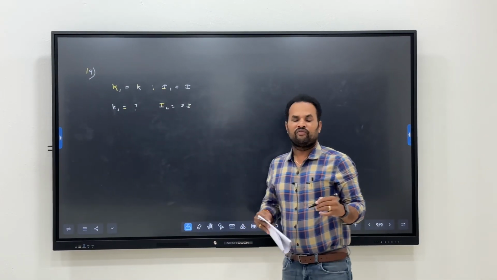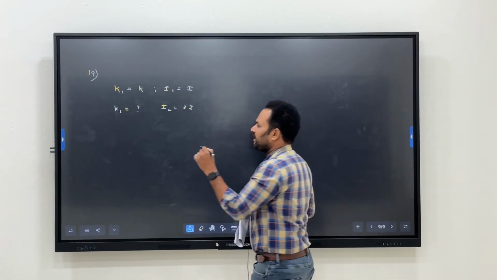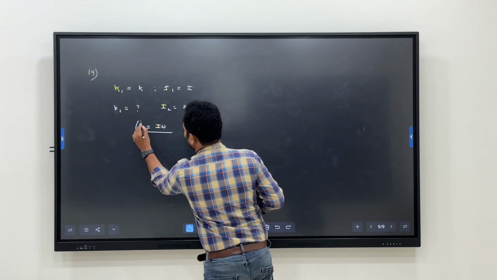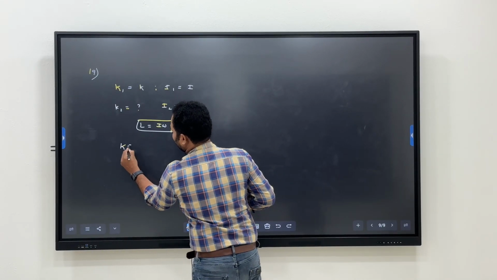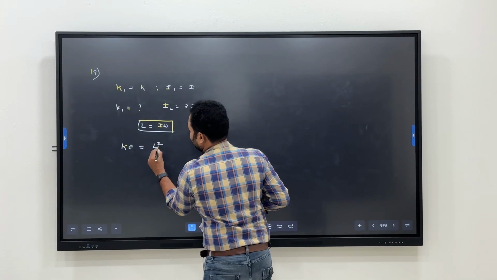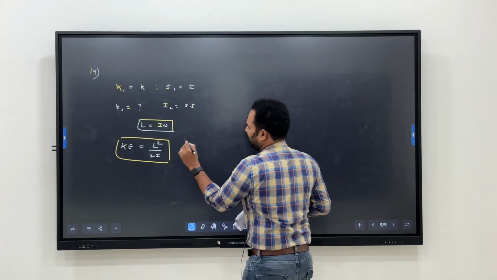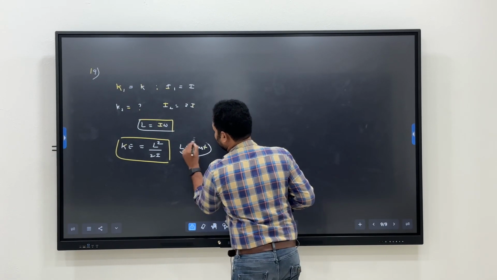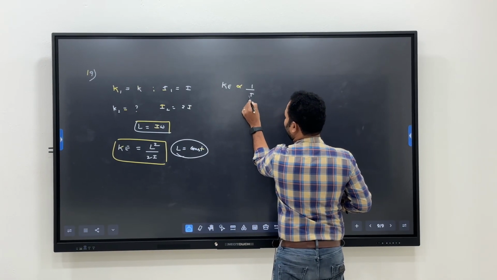So whenever the hands are folded or stretched, this is the concept of the law of conservation of angular momentum. So L is equal to I omega. This is kinetic energy versus momentum. Kinetic energy KE is equal to L square by 2I, because this is the concept of conservation of angular momentum. Angular momentum remains constant. So KE is proportional to 1 by I.